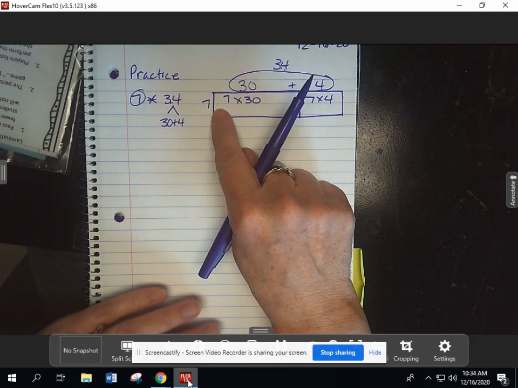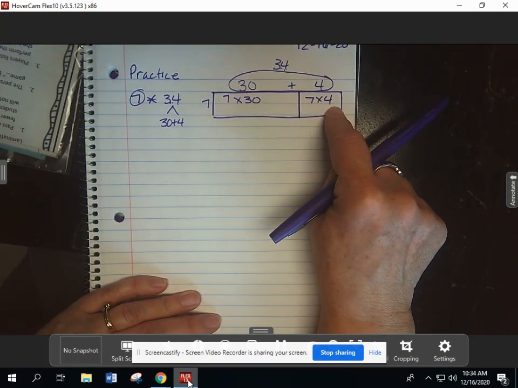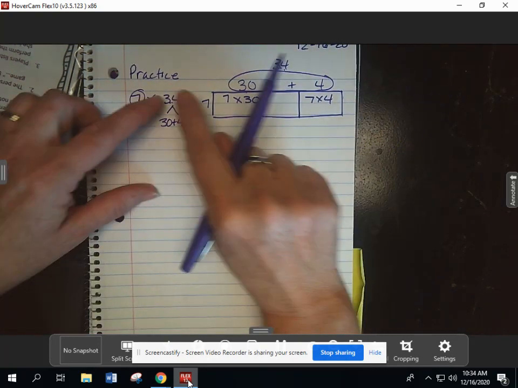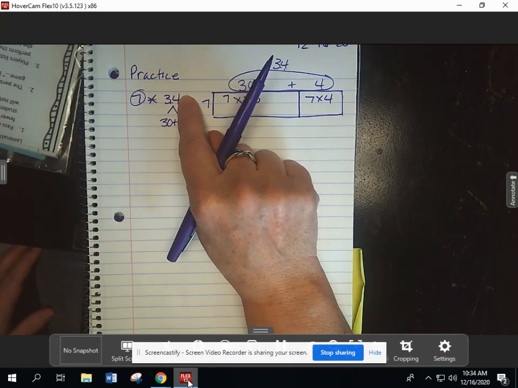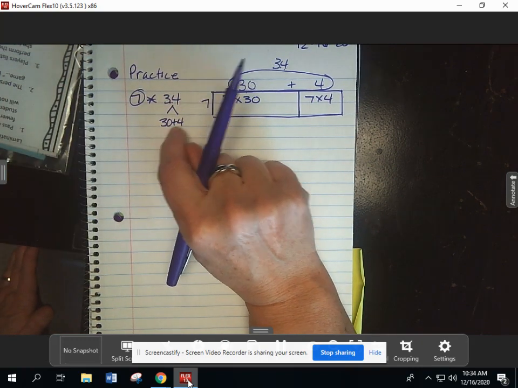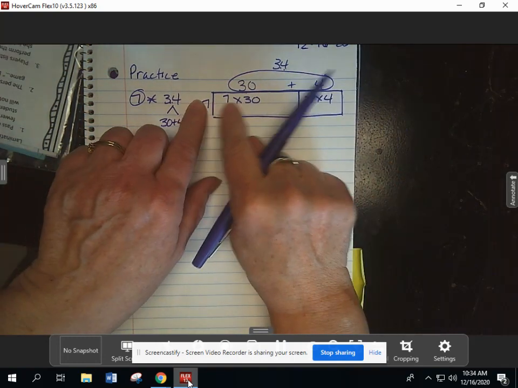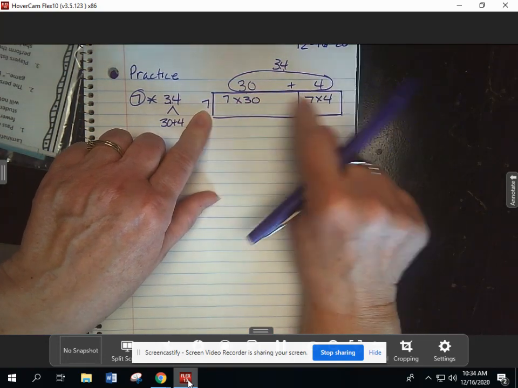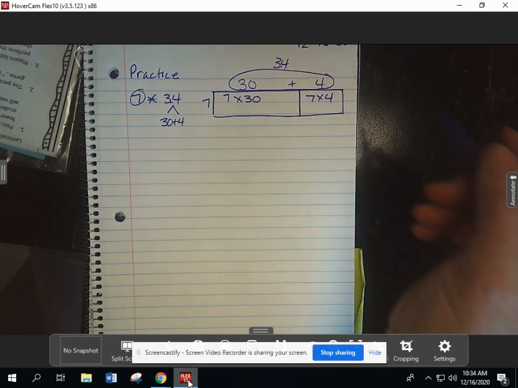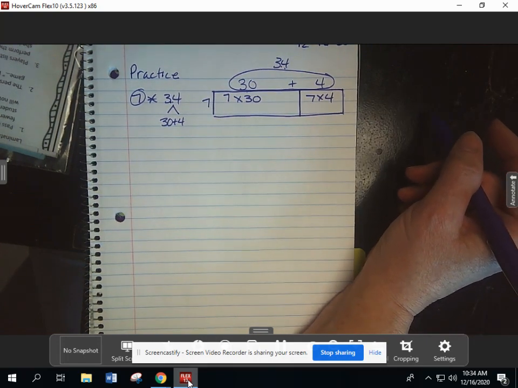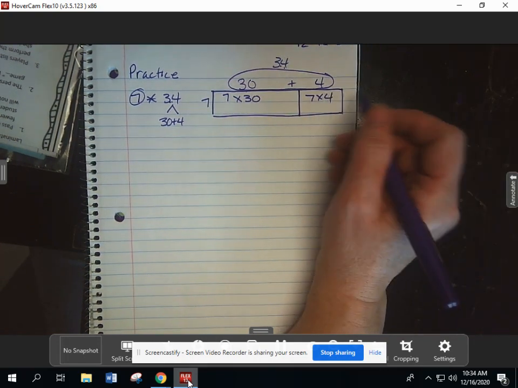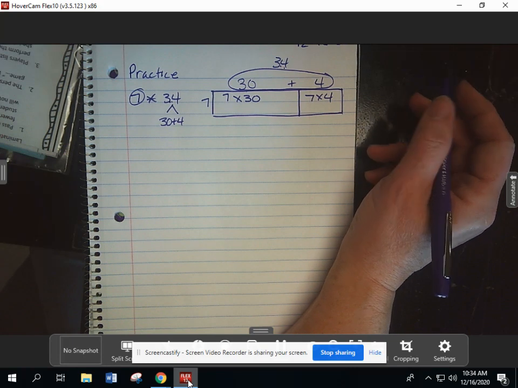Do the same with your 7s. Do you see how the 7 has been distributed between the 2 boxes? I know sometimes I talk about distributing our 34 into its tens and ones. We can also call that decomposing. But here we are truly distributing. We're multiplying sevens with both of these. Okay, which is the easy one to do first? Okay, David, what do you think is the easiest one to do first? 7 times 30.